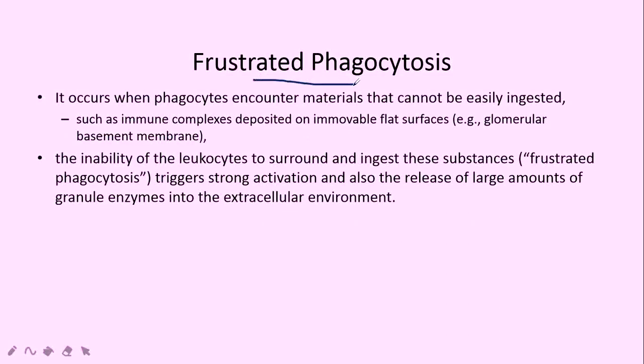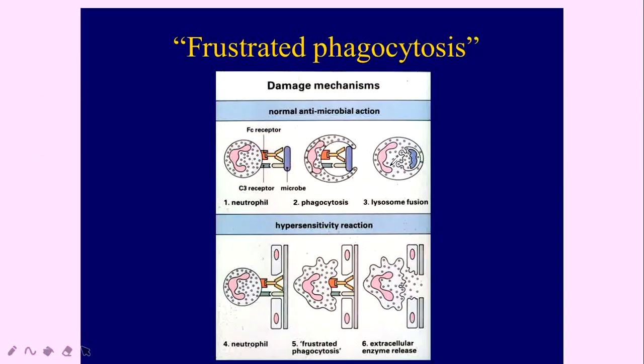Frustrated phagocytosis is another term. It occurs when the phagocytes encounter materials that cannot be easily ingested, for example, immune complexes deposited on immovable flat surfaces like the glomerular basement membrane. The inability of the leukocyte to ingest the substance results in stronger activation and release of a large amount of granule enzymes into the extracellular environment, and this is known as frustrated phagocytosis. The neutrophil granule enzymes are released in greater quantity in order to ingest the microbe, and this produces frustrated phagocytosis.